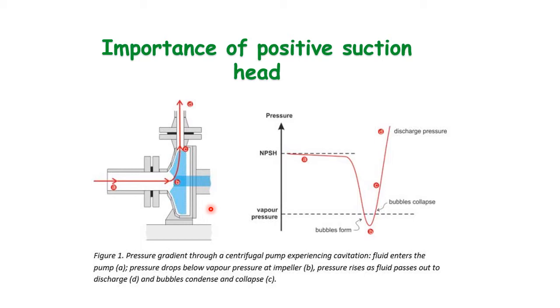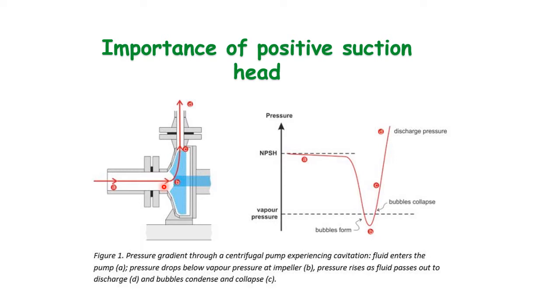We can understand this from the sketch. The pump has a pump impeller, in which we have the suction as inlet and the discharge as outlet. The fluid is entering at point A and going to point B. Point B is basically the pump impeller eye where the fluid is entering.